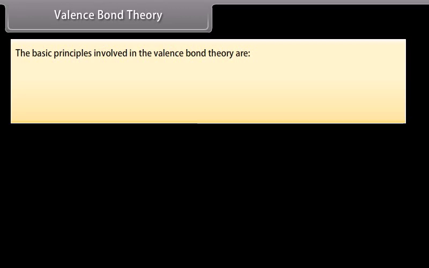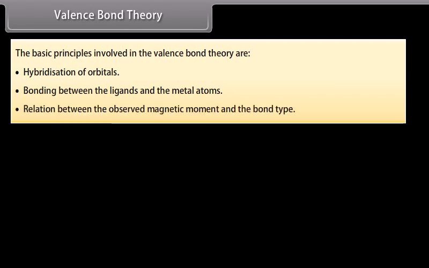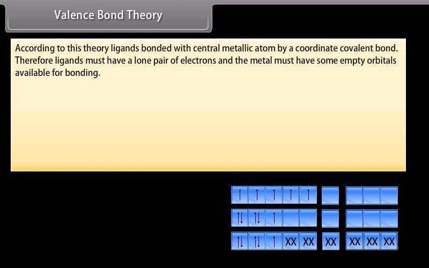Valence bond theory. The basic principles involved in the valence bond theory are hybridization of orbitals, bonding between ligands and the metal atoms, and relation between the observed magnetic moment and the bond type. According to this theory, ligands are bonded with the central metallic atom by a coordinate covalent bond. Therefore, ligands must have a lone pair of electrons and the metal must have some empty orbitals available for bonding. For example, the formation of K4[Mn(CN)6] can be explained on the basis of valence bond theory.